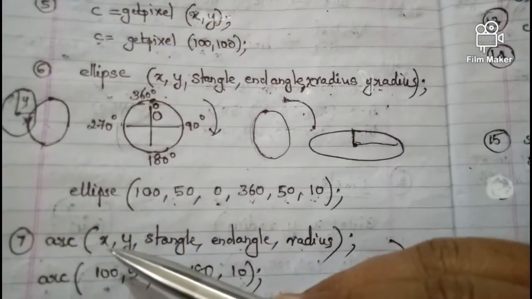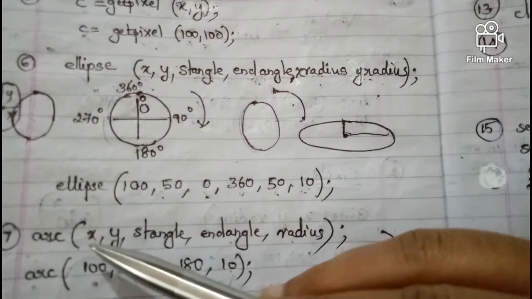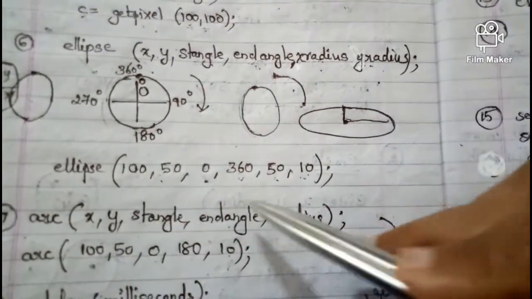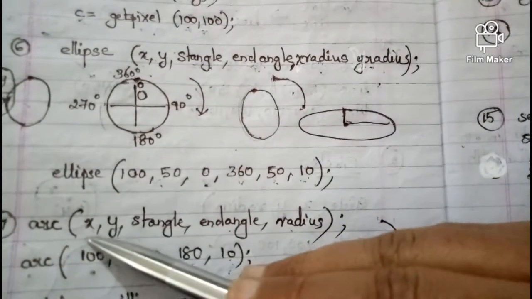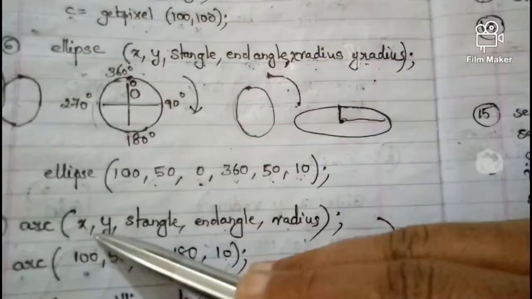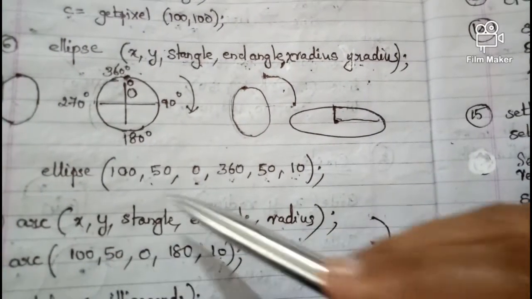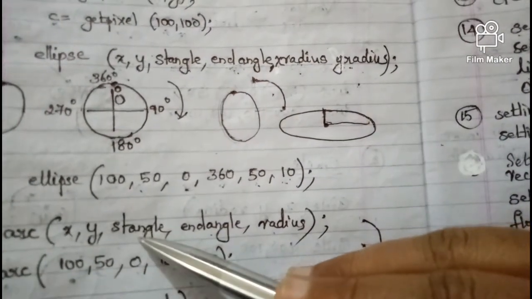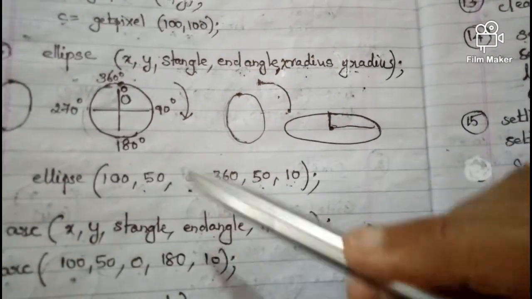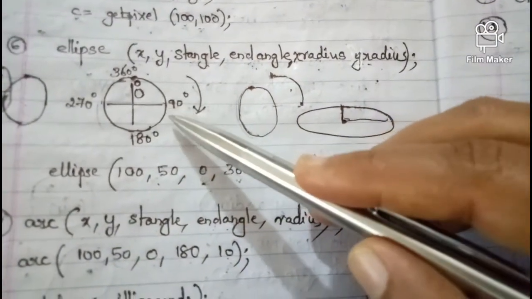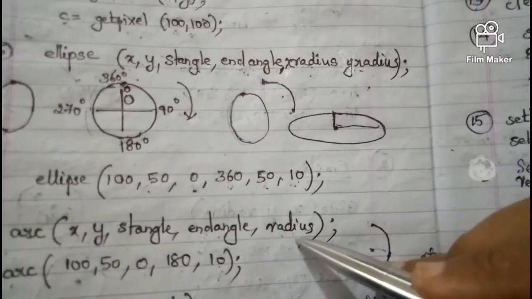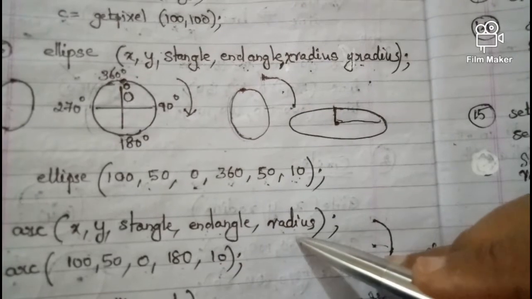Let us move on to the next function, which is arc function. Arc function, similar to ellipse, it is having 5 arguments. First 2 arguments are x and y, corresponds to the center of arc function. Next is the start angle of the arc and end angle of the arc. It works the same way as I demonstrated here in this ellipse case. And the last is radius. Remember, arc has only one radius.